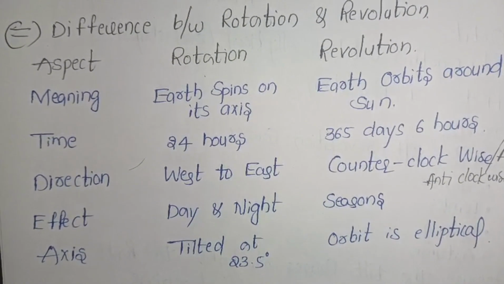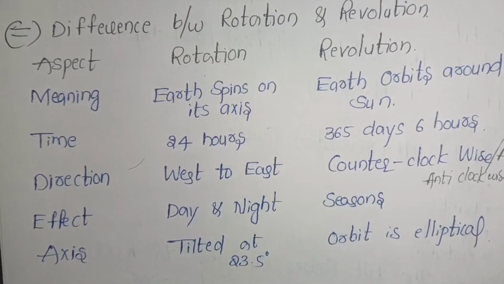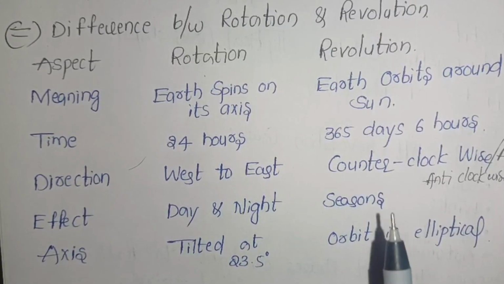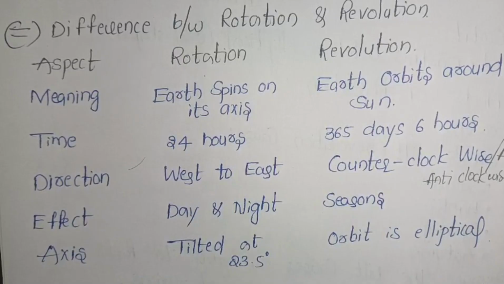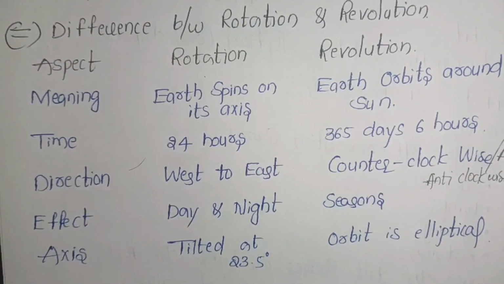Now I will give a quick summary of this chapter. First of all, rotation gives day and night, remember that. And revolution gives the seasons. Earth's tilt controls the temperature and the length of the day. Together these motions make life possible on Earth. I hope you understood. This is the complete chapter.